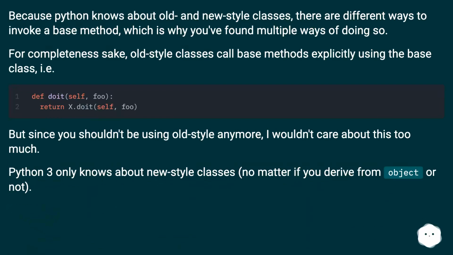For completeness' sake, old style classes call base methods explicitly using the base class. But since you shouldn't be using old style anymore, I wouldn't care about this too much. Python 3 only knows about new style classes, no matter if you derive from object or not.